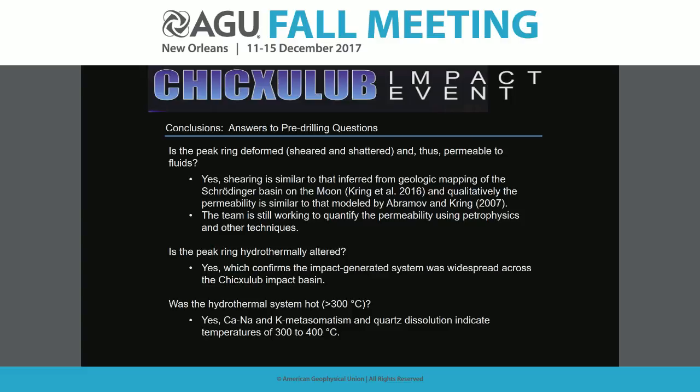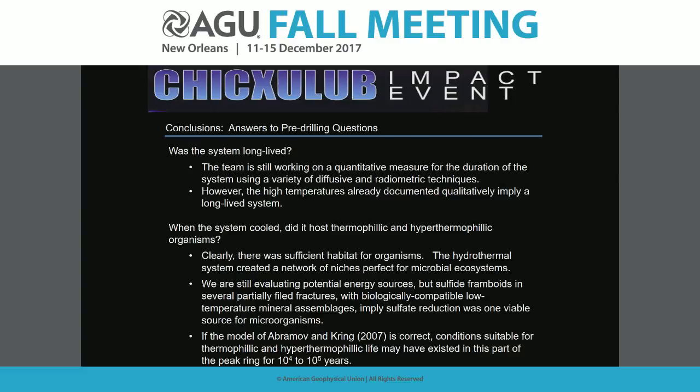Okay, number two, is the peak ring hydrothermally altered? The answer would be yes, which confirms the impact-generated system was widespread across the Chicxulub impact basin. Was the hydrothermal system hot, that is, greater than 300 degrees, as implied by the Abramov model? The answer is yes. The calcium, sodium, and potassium metasomatism and quartz dissolution that I showed you indicate temperatures of the order 300 to 400 degrees.